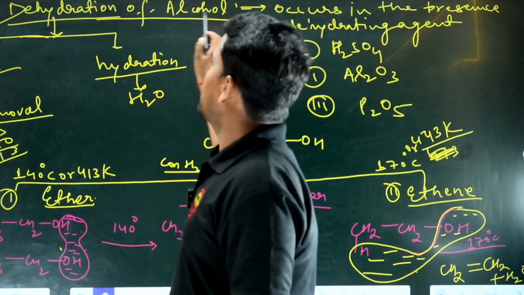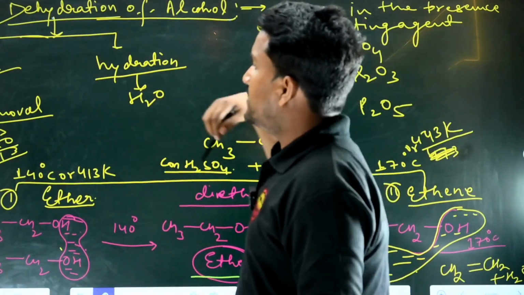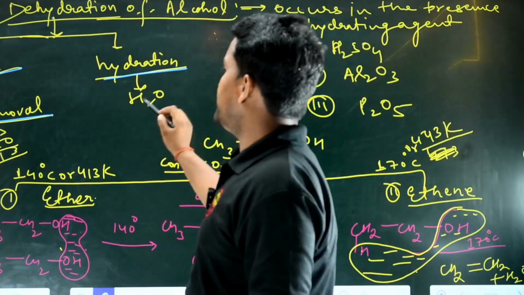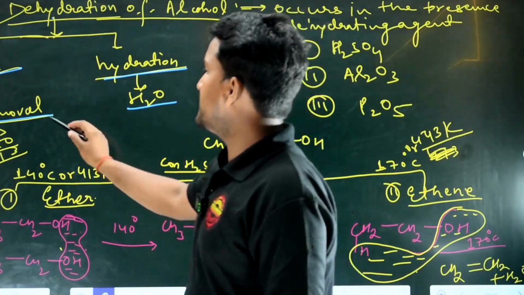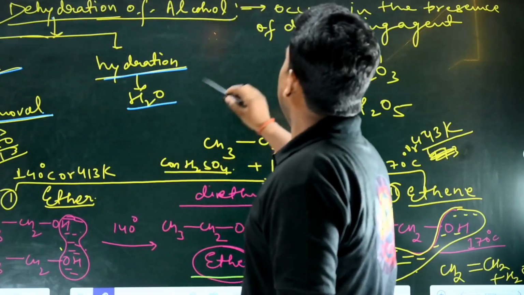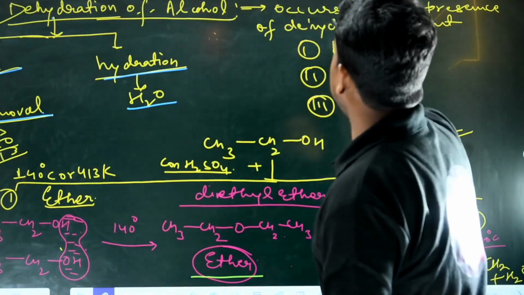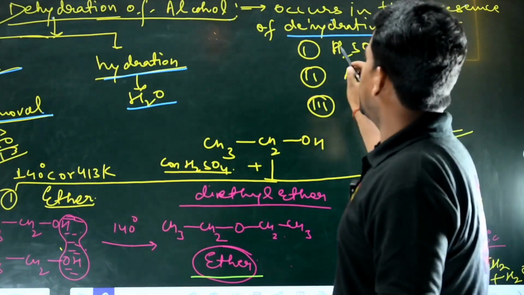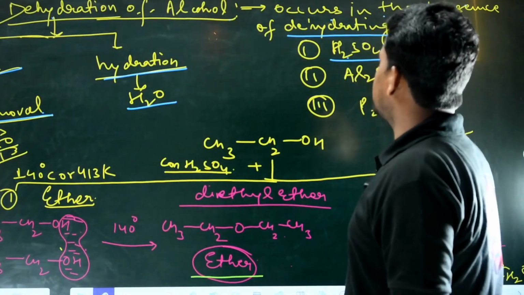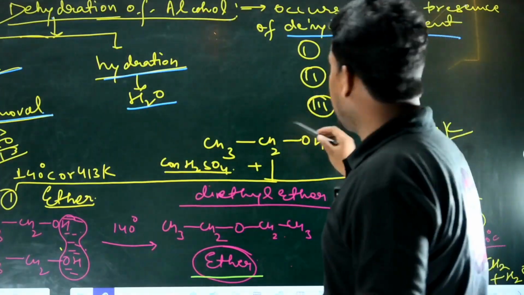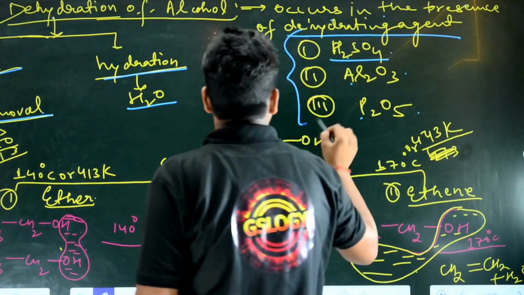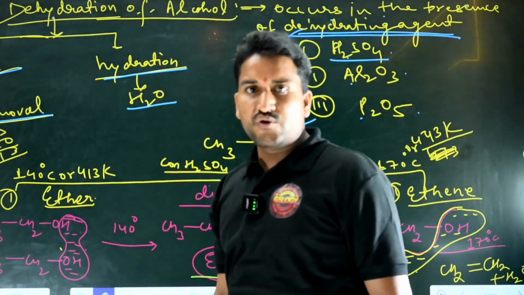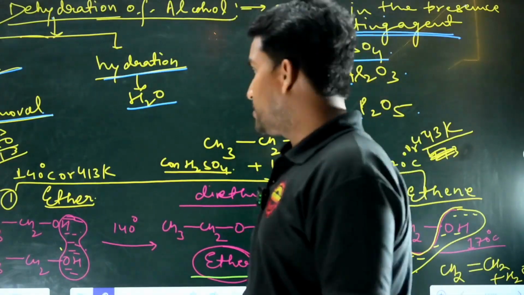Next, dehydration of alcohol. Dehydration of alcohol means: de means removal and hydration means water, so the removal of water. This reaction occurs in the presence of a dehydrating agent. H2SO4, Al2O3 and P2O5 are all considered dehydrating agents, and they remove the water molecule from the alcohol.